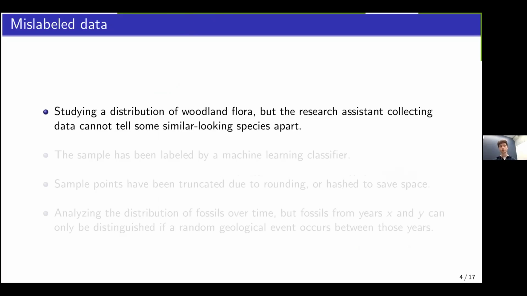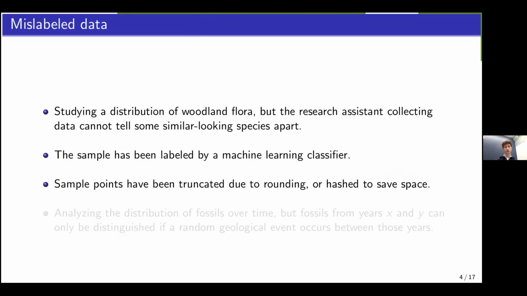So the first example is, suppose that in a scientific study, we're researching the distribution of woodland flora. However, the research assistant collecting the data is not really able to tell apart some of the species that look too similar. So there are going to be some labeling mistakes there. Another example, maybe our data has been labeled by a machine learning classifier. Or perhaps our sample points have been truncated due to rounding or hashed to save space, thereby introducing collisions in my labels.